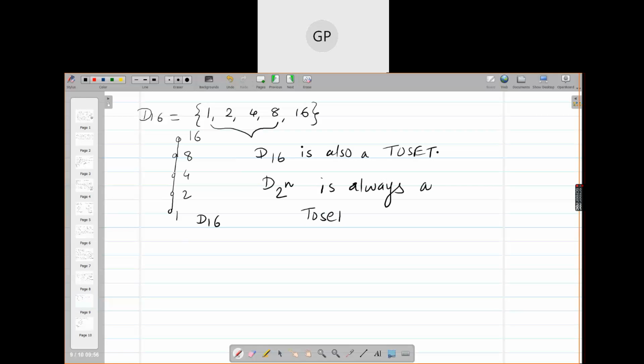Please remember this: D2, D4, D8, D16, D32, etc. Are you getting it, girls? These are very small examples which you can remember, and such type of questions would be there in your exam.